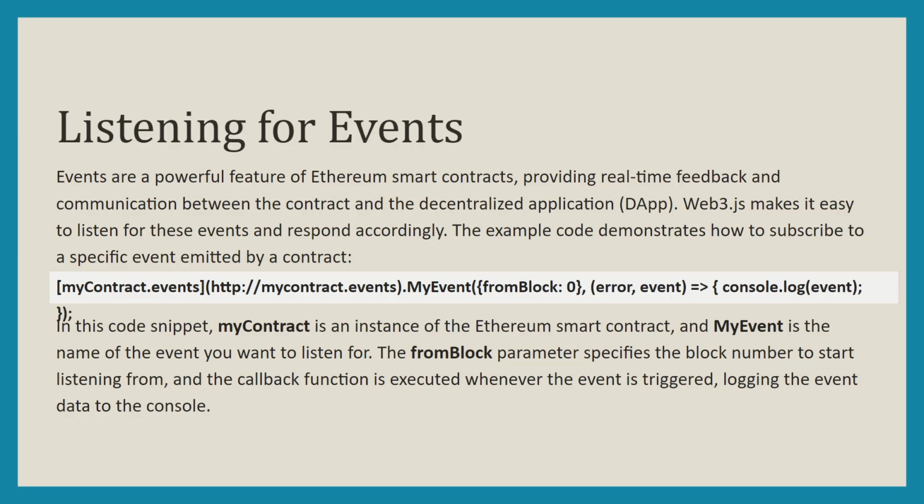Right, so what this code snippet is doing, myContract is an instance of the Ethereum smart contract, right? And MyEvent is the name of the event you want to listen for. You can give any event name, right? So here it's MyEvent. The fromBlock parameter specifies the block number to start listening from, and the callback function is executed whenever the event is triggered, logging the event data to the console.